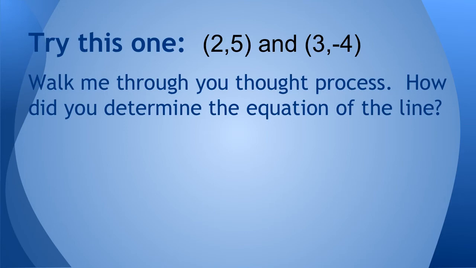All right, try this one all by yourself. I would like the equation of the line that passes through 2, 5 and 3, negative 4. So in your notebook, you're going to walk through the thought process, showing all 4 steps so that you could determine the equation of the line. So you're going to have to pause me here for quite a bit, do all of your work, and then come back for checking.